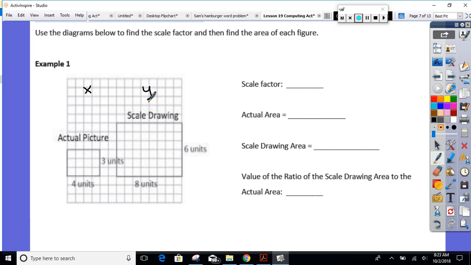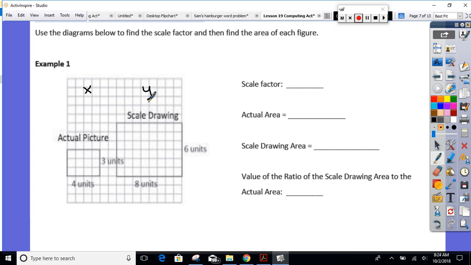What has to be the same in order for us to find the real scale factor? Scale drawing will always be Y? Yes, the scale drawing will always be your Y. What has to be the same in order for us to find the scale factor? Eva? The units have to be the same. And in this case, they are because we're using the same grid. It doesn't even tell us what the units are, but the units are basically the squares on the grid. So since the units are the same, we can find a scale factor.